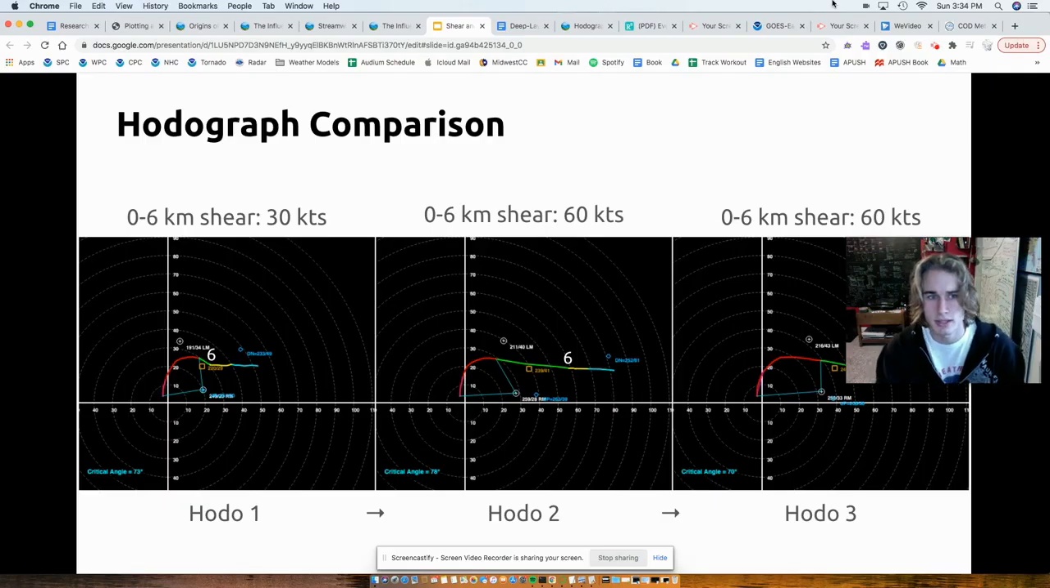Right, so now we're going to take a look at the differences between hodograph 1 and hodograph 2. So take a good long look at hodograph 1 and hodograph 2. Just remember hodograph 1 is much lower deep layer shear, actually half as much, 30 knots as opposed to 60 knots in hodograph 2. But the only change between the two is that I increased the 0 to 6 kilometer shear, and I kept the shear profile the same above 6 kilometers. So that's the only change.